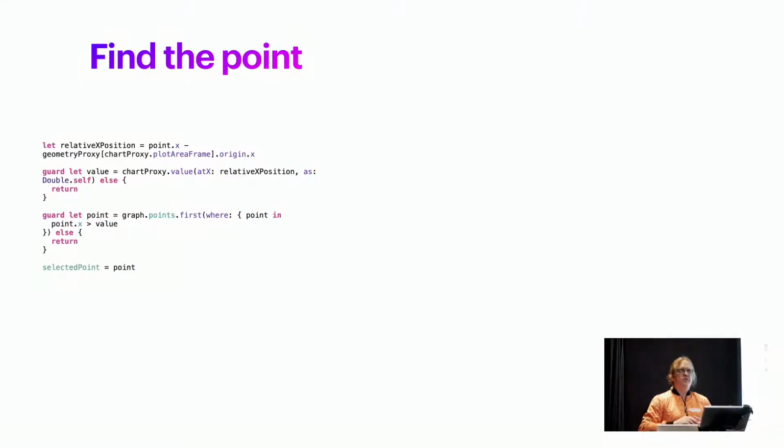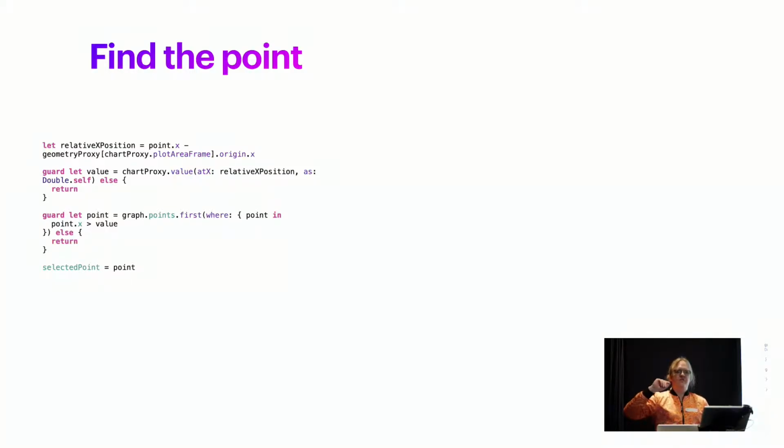Fairly straightforward. So we've got our point here. We get the X position, so the position on the graph relative to everything. Here we use the geometry and the chart proxies to accomplish that. We then use the chart proxy to get our X and Y values.